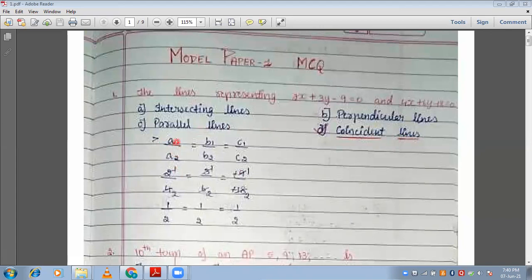Now, take the ratios. This is a pair of linear equations. A1 by A2 is equal to B1 by B2 is equal to C1 by C2. The value of A1 is 2 and A2 is 4. B1 is 3, B2 is 6, C1 is minus 9 and C2 is minus 18. You will get 1 by 2 is equal to 1 by 2 is equal to 1 by 2. Then the lines are coincident lines.